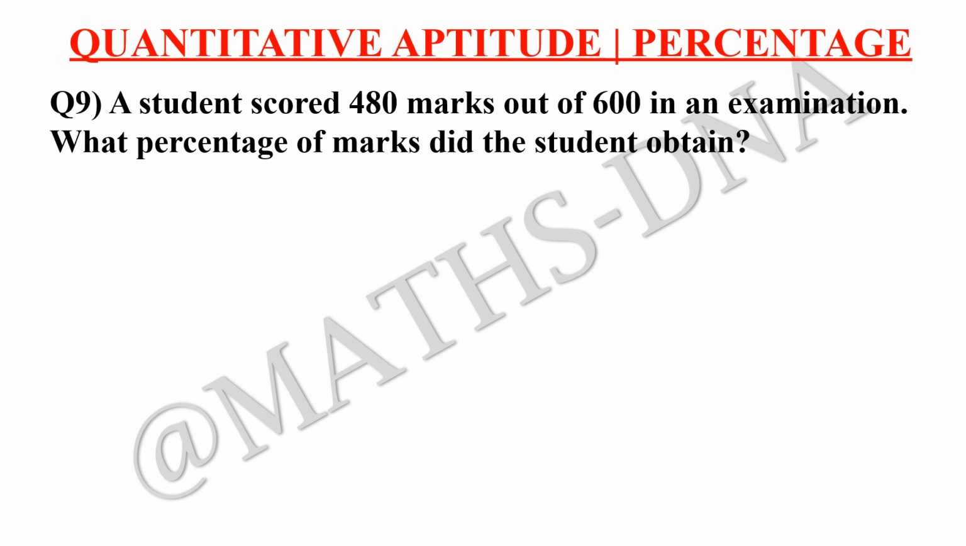A student scored 480 marks out of 600 in an examination. What percentage of marks did the student obtain? You can directly answer this without even looking at the options. That will be A, 80%, B, 85, C, 90, or D, 95. Clearly the answer will be 80% because 8 sixes are 48, and then converting it to percentage, that will be 80%. But still, let us solve this once.